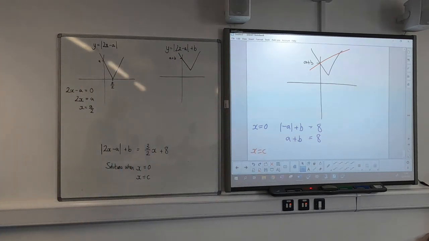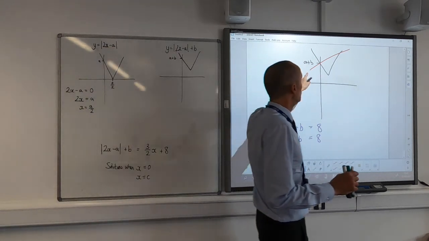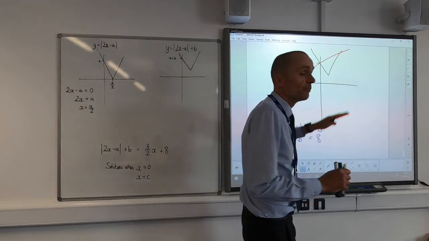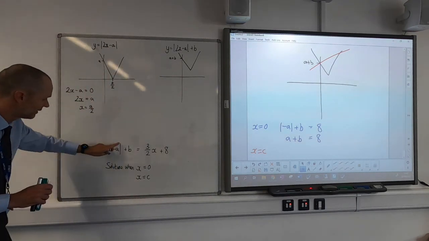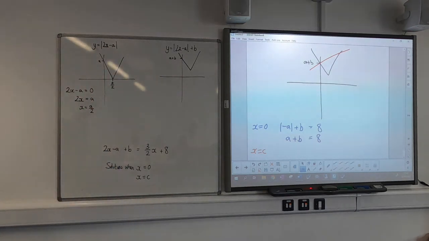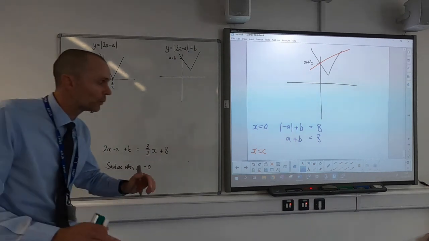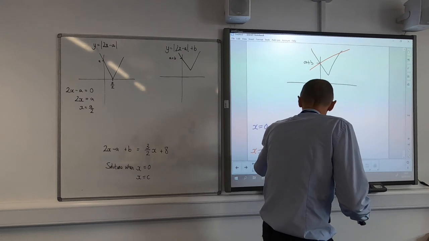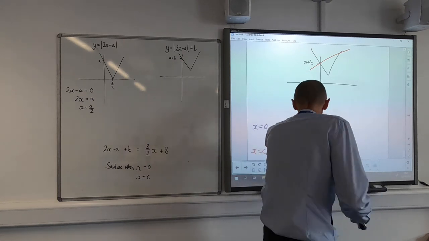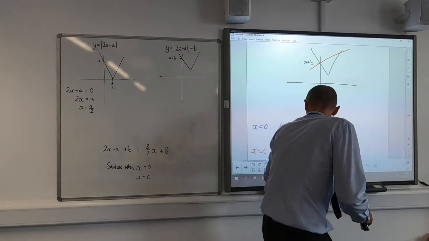But remember, I know that c is when this graph crosses the positive branch of that. So actually, it's when it crosses that. When x is c, I haven't got to worry about the modulus sign. I've got 2c, not 2x, thank you.